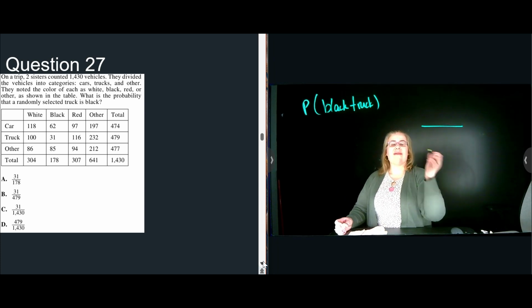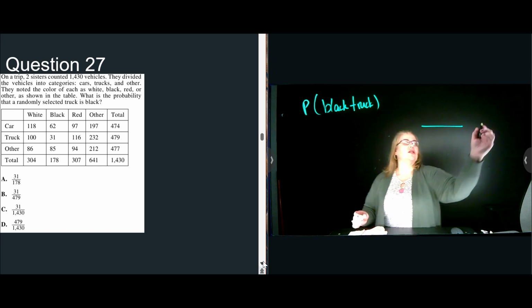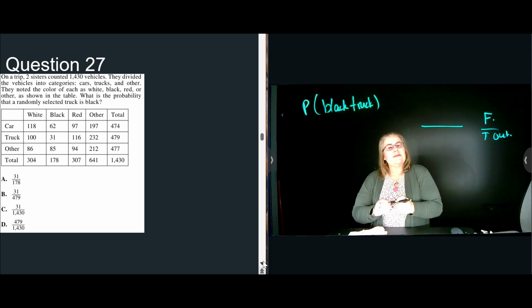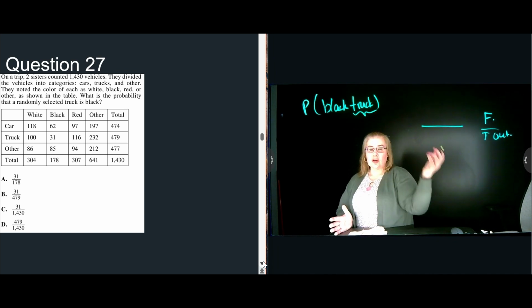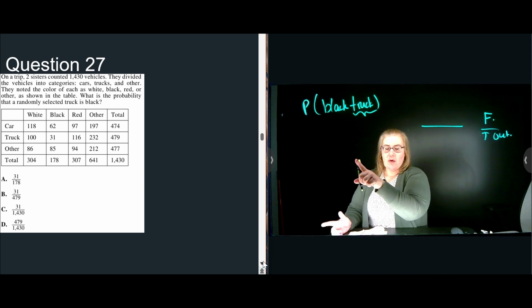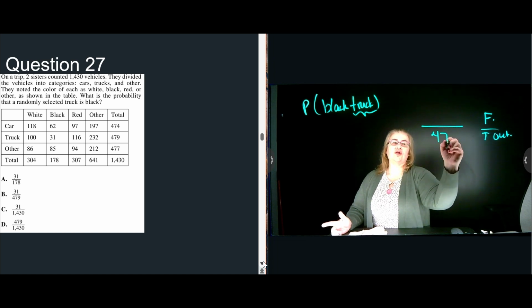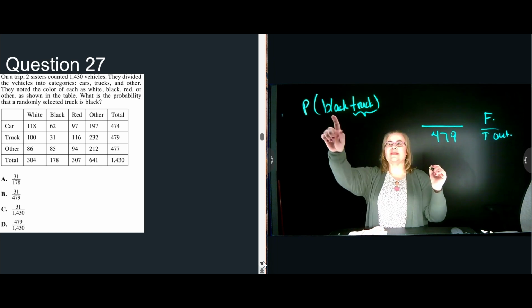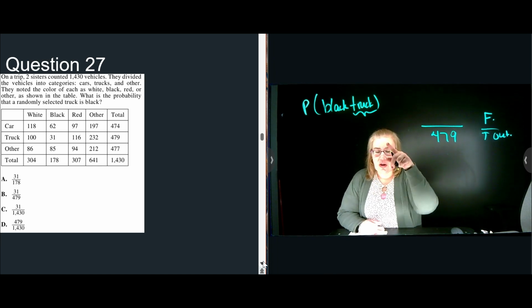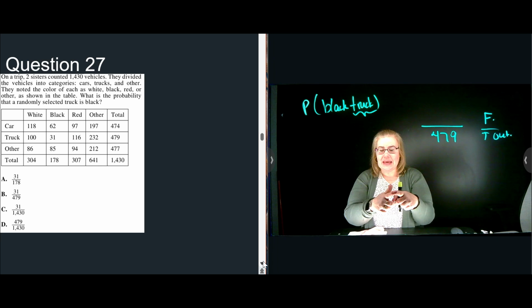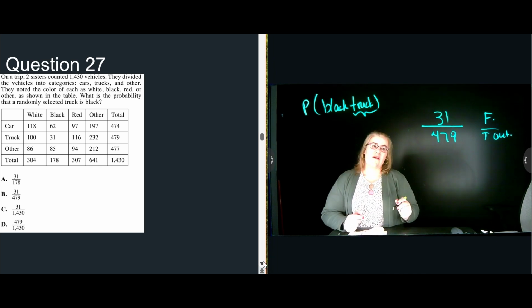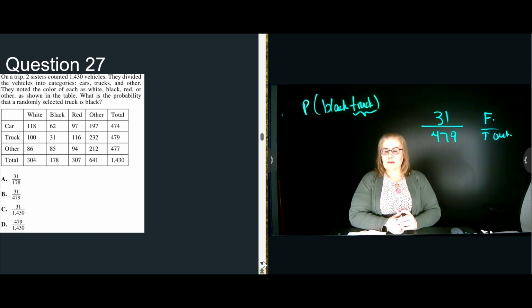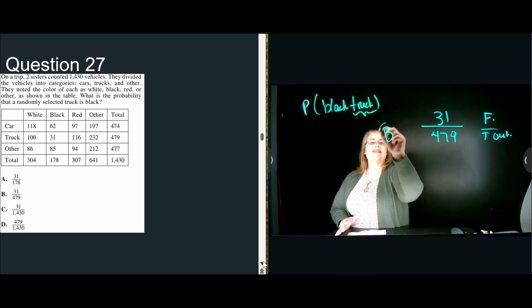So I know that I have favorable over total outcome. All right, so what is my total outcome? It's trucks, right? So how many trucks do I have? So I go over to my trucks, and my total is 479. But out of all that 479, I just want a specific type of truck, which is black. So I look and see where the truck and my black meet. And I have 31 over 479. So that would be letter B, excuse me. So that would be my answer.